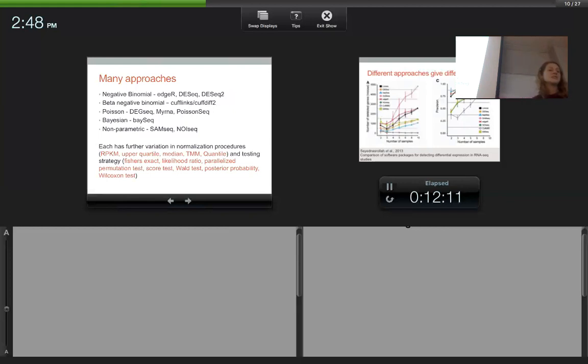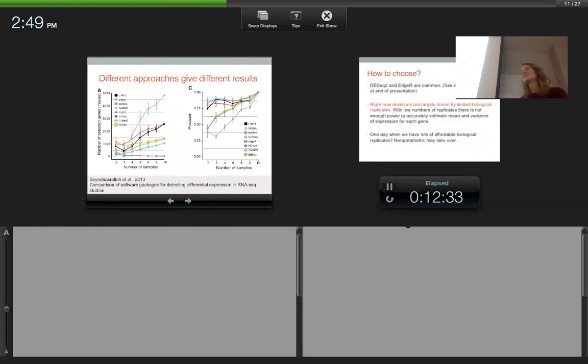Each one has further variation in normalization procedures and testing strategies. So it's kind of the wild, wild west with statistics in this field right now, and everyone has their favorite approach that they think is right. If you're using any of these software packages, you should definitely read the paper, and you should try to dig into some of the statistics and understand it. To further complicate your life, using different approaches does indeed give you different results. It would be super nice if all these different approaches led to the same place, but they don't. So again, it's worth looking around at what people are publishing in your target journal, and what packages are available that somebody in your lab knows how to use and understands.